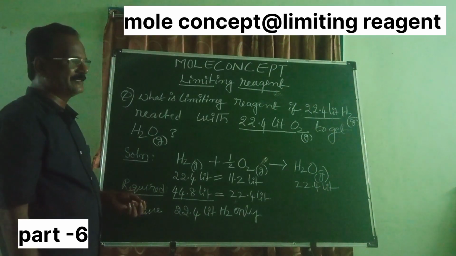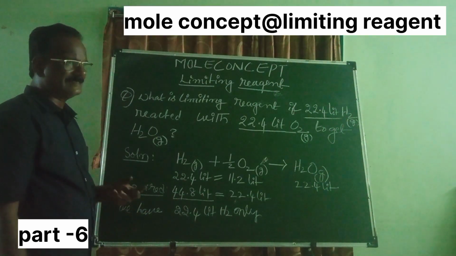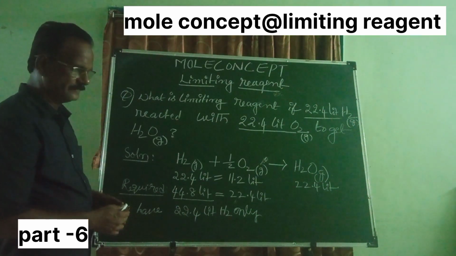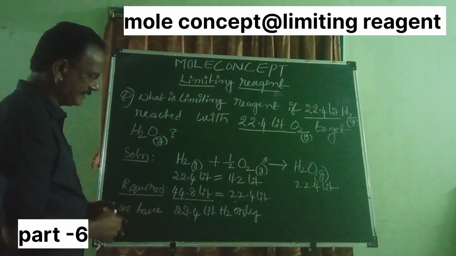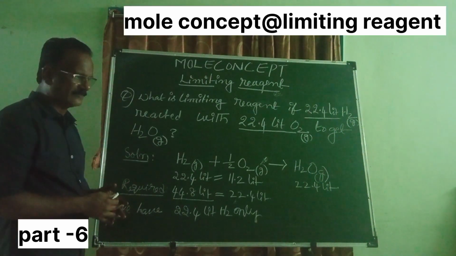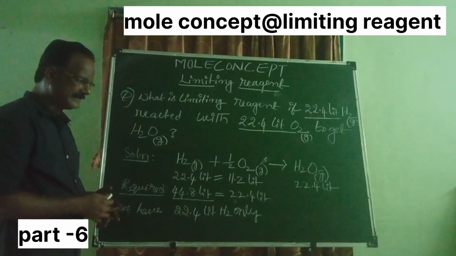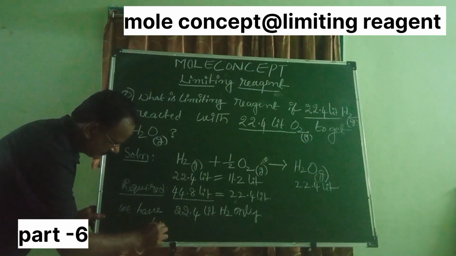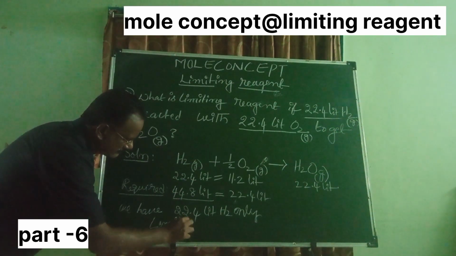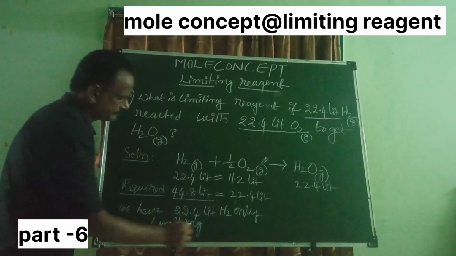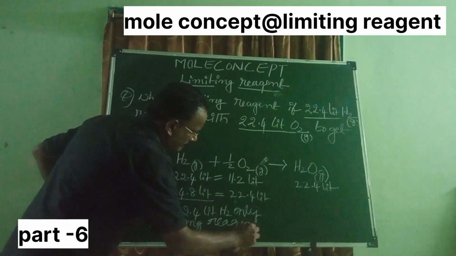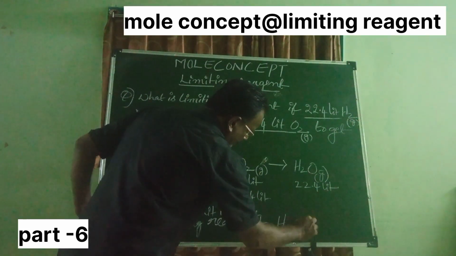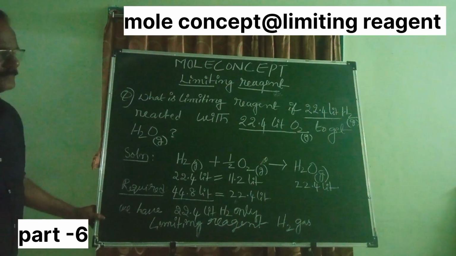So, according to the definition of limiting reagent, the reagent with insufficient quantity is to be considered as the limiting reagent. So here, since H2 gas is less than the requirement, it is called the limiting reagent. So the limiting reagent is H2 gas. Is it clear?